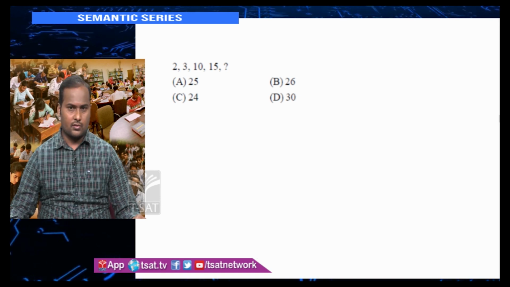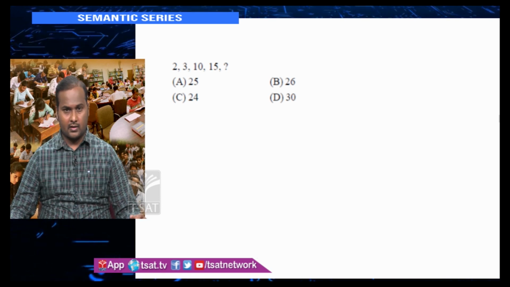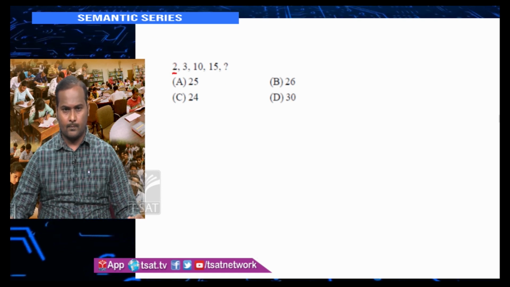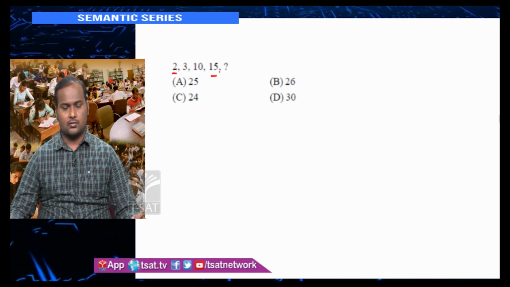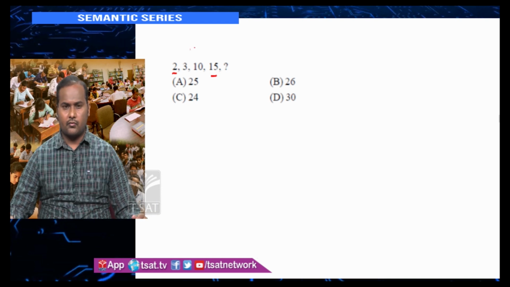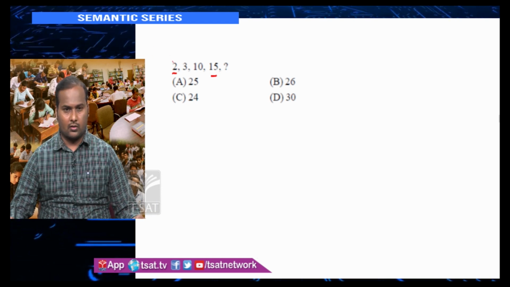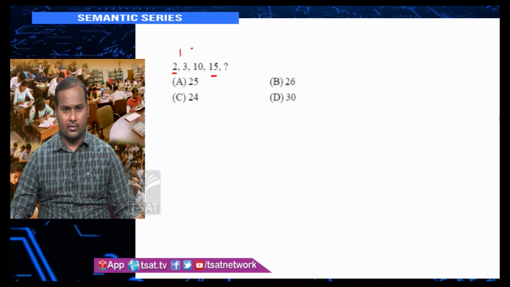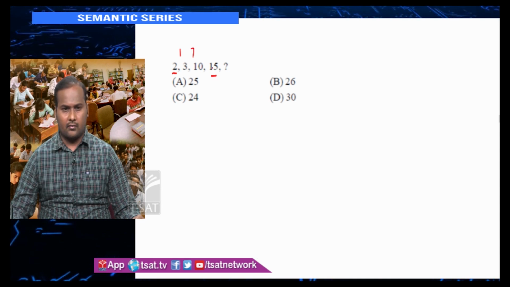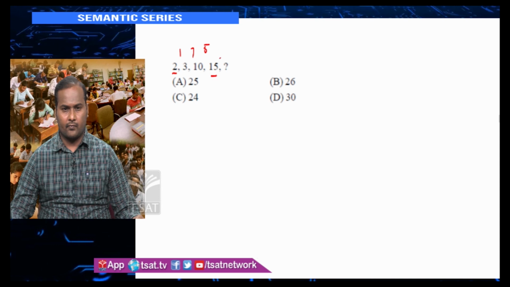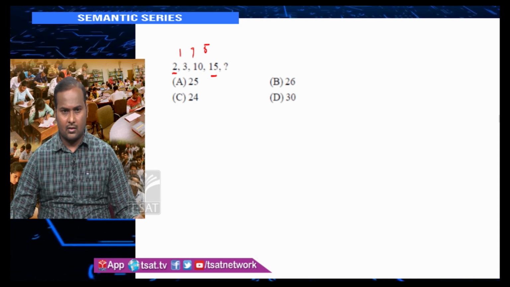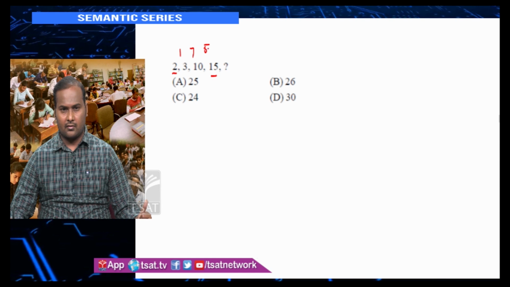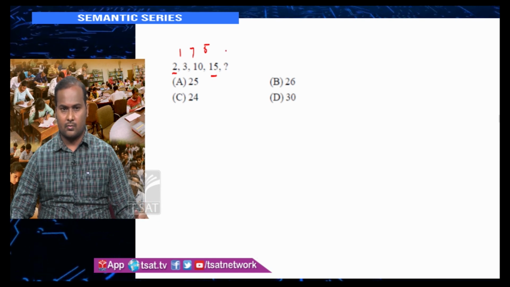The moment you see this question, the first thing anybody will generally take is the difference, because it is starting with 2 and ending with 15, so there is not much increase. So we will take the difference and check whether we can do it or not. 2, 3, the difference is 1. 3, 10, the difference is 7. 10, 15, the difference is 5. If you see this difference, I can't get any conclusion from 1, 7, 5 and what's next. So it is not possible.